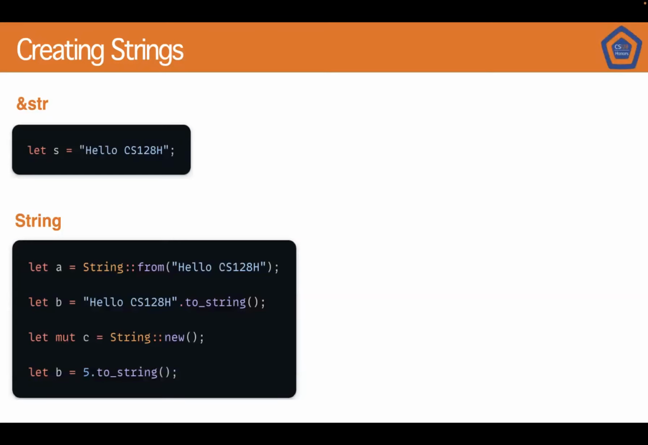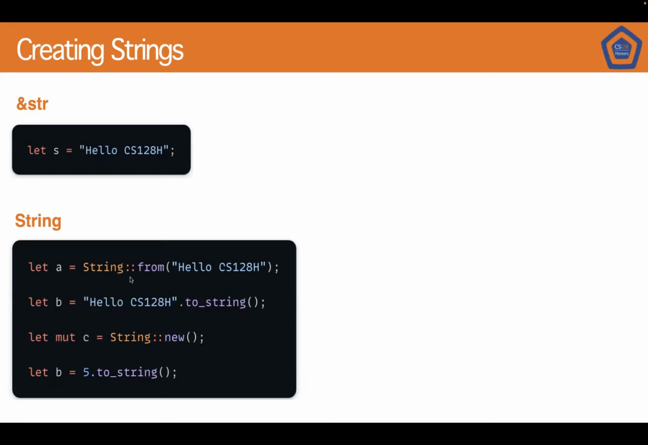So to create strings, it's a little different for the two types. For string slices, it's very simple. Just type out the string you want, surrounded by double quotes. So in our example, we created a new string slice, "hello CS 128 honors", and then we bound that to the variable s. For a capital S String, you have a few different ways of creating these.